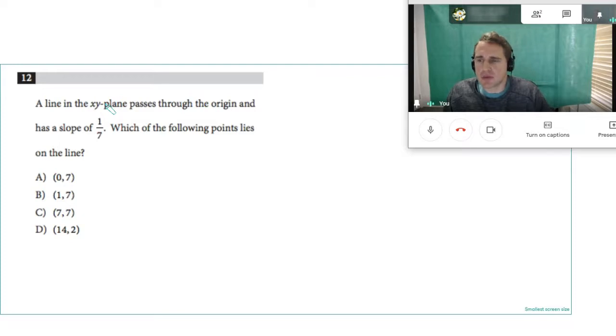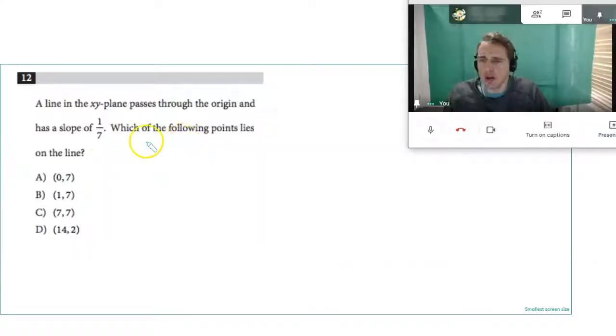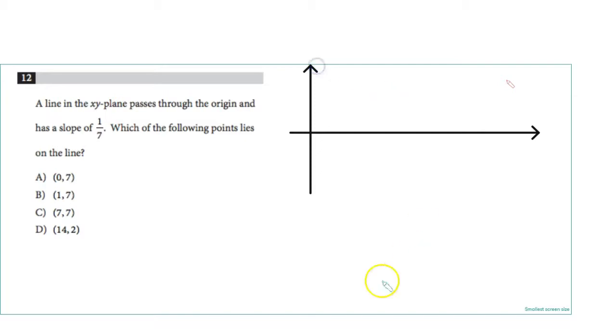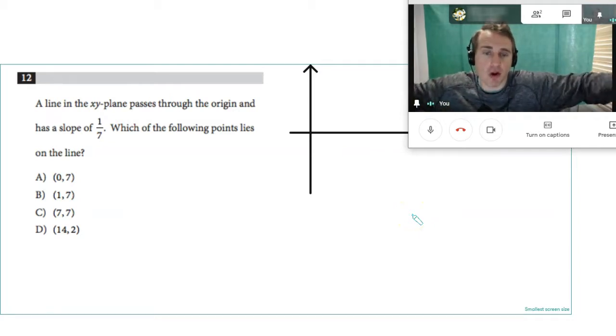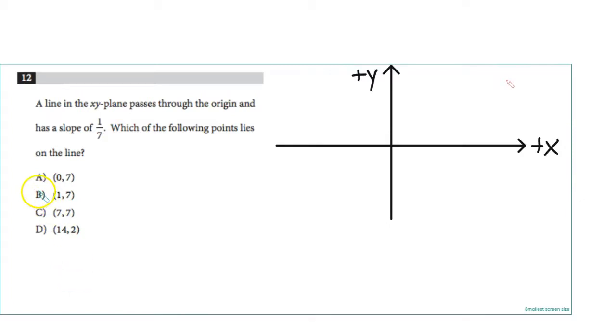All right, let's have a look at this one. It says a line in the xy plane passes through the origin and has a slope of 1/7. Which of the following points lies on the line? 0, 7; 1, 7; 7, 7; or 14, 2. So the xy plane is just a fancy way of saying you've got x and y axes. A plane is like a flat piece of paper where anywhere is possible. Does 1, 7 lie on the line?